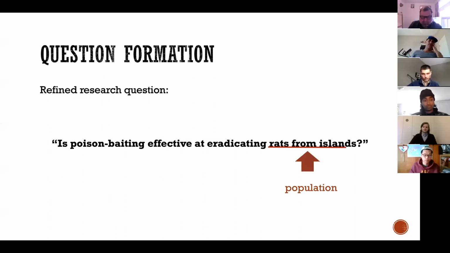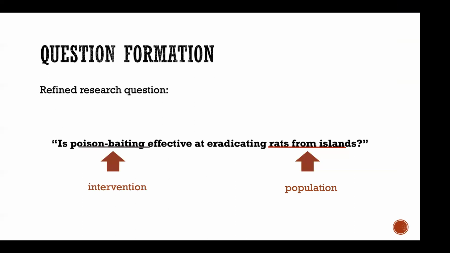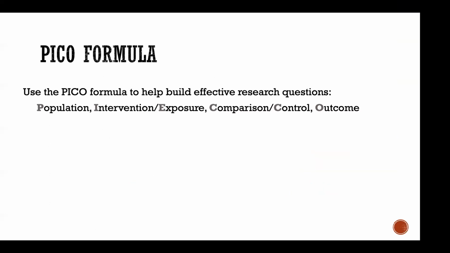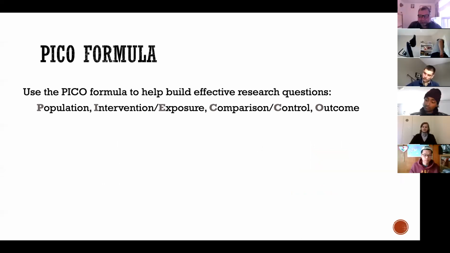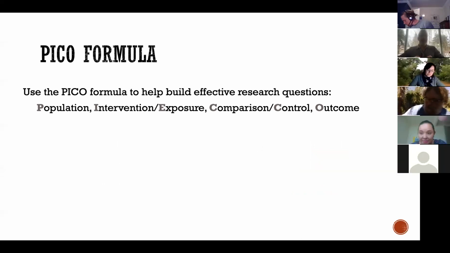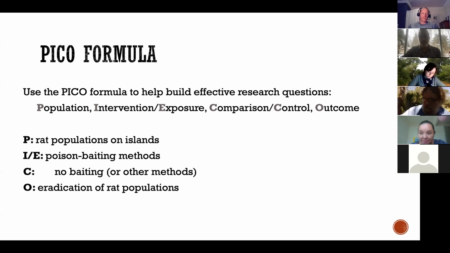And the reason why it's a much better question is that we have a population. So we know exactly what we're talking about. We're talking about rats from islands. We have an intervention, a specific intervention, which is poison baiting. And we have an outcome, eradicating. So this view of a question, or as a title of a paper, is called the PICO formula. The PICO formula is designed to build effective questions. And PICO stands for population, intervention, comparison, and outcome.